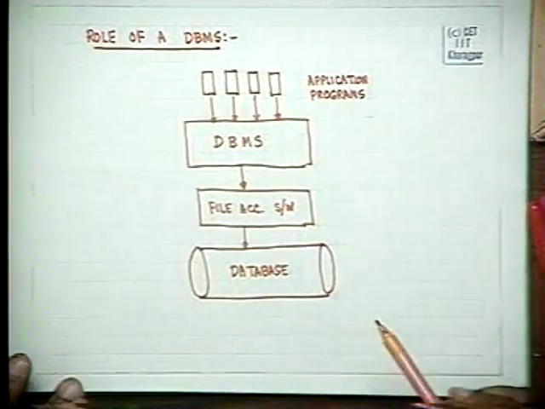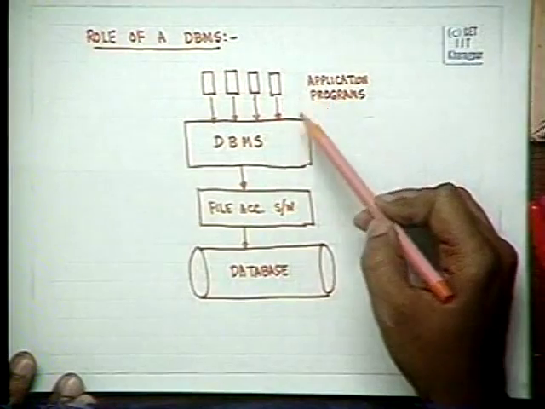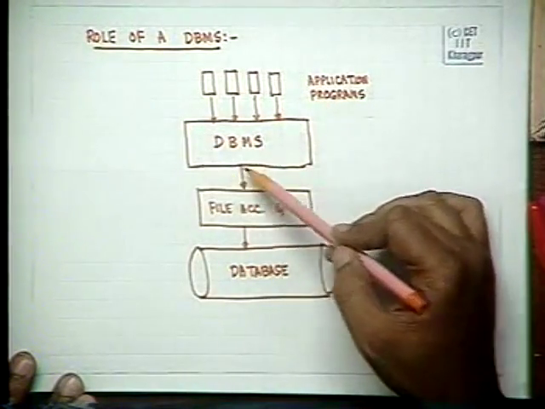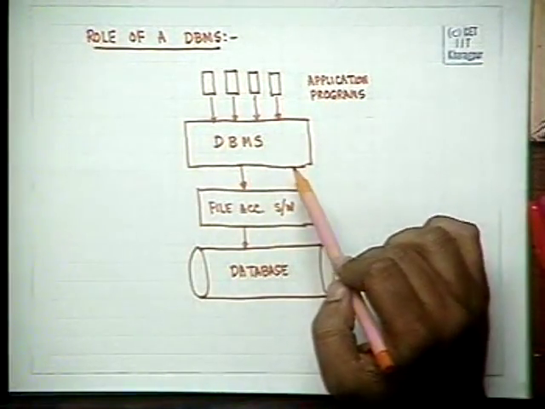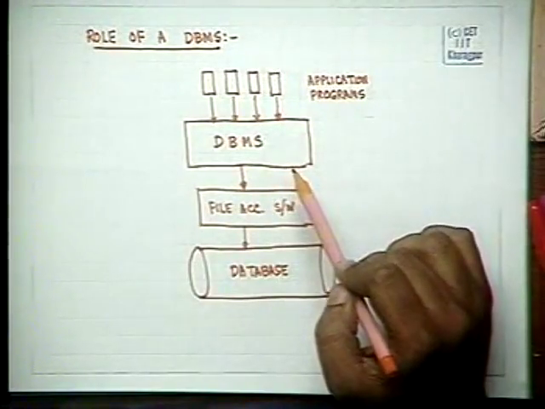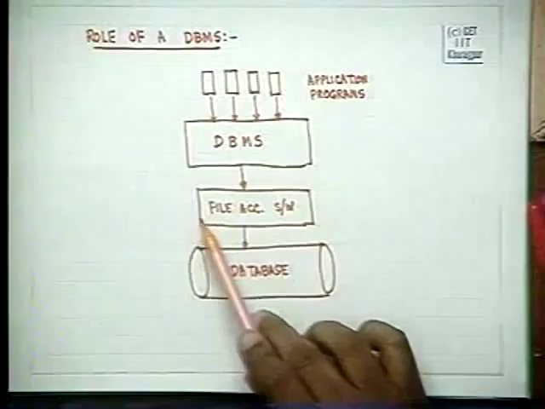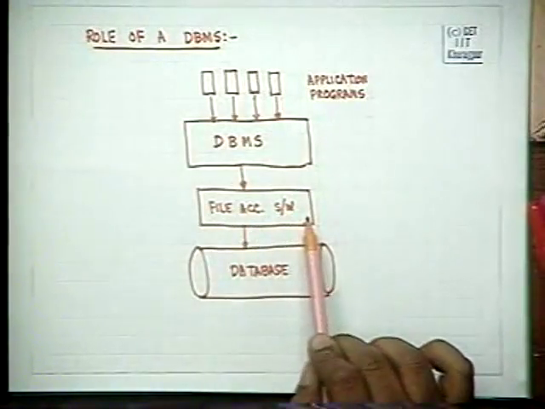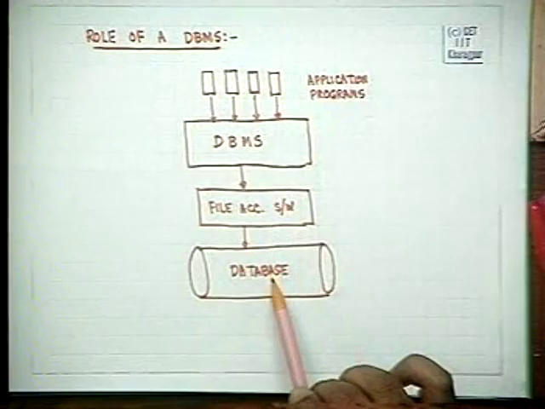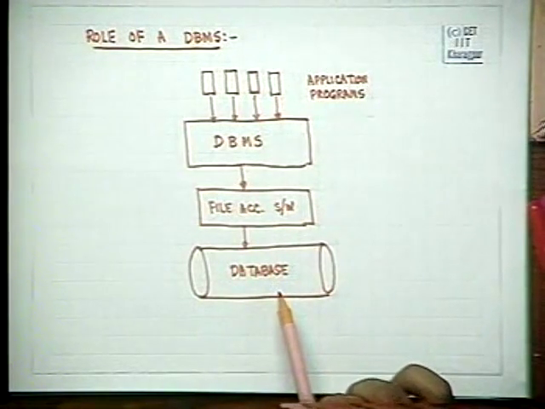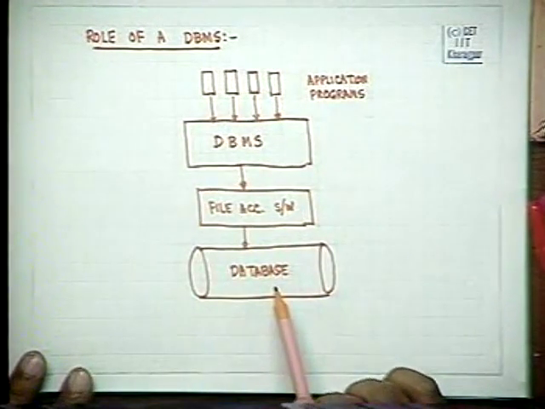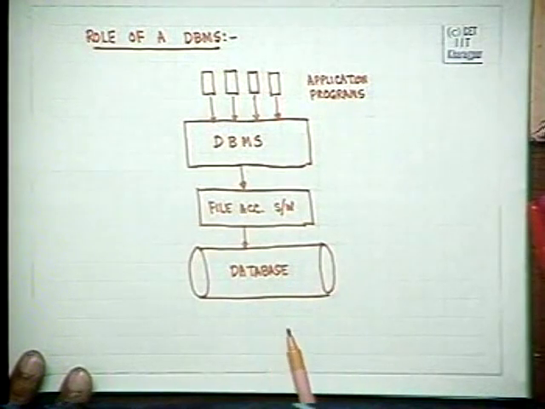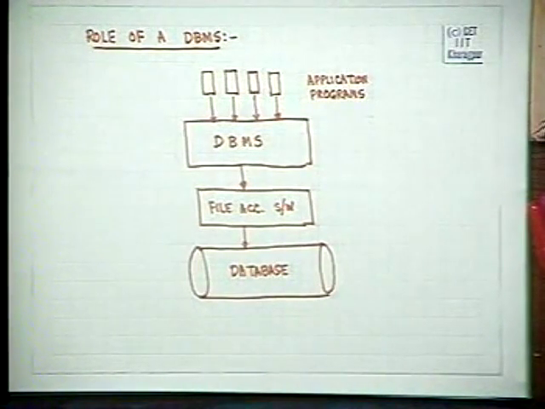So, we have the application programs interacting with a piece of software which can define, organize and utilize that data. We will see the inside of this a little later. This will make use of file accesses, and these files will be stored as data in the secondary storage, and that will be the database. So, this is the very coarse view of what a database management system looks like.